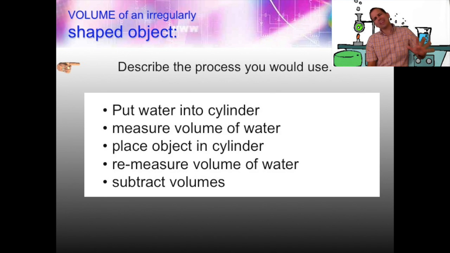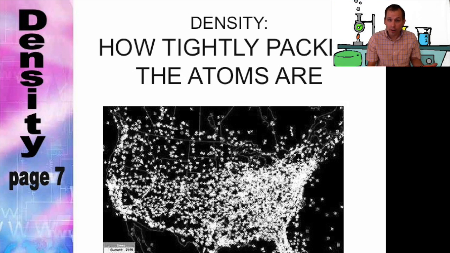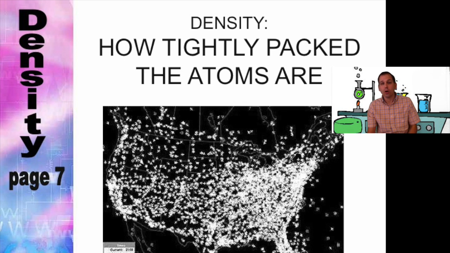Now, the last thing we want to talk about is why we are finding the volume and mass of objects. Frequently, we do this to figure out the density of the molecules in the object. If you look at my little map down there, you can see the little blips of light, which are the cities at night giving off light. We took a picture from space. This is what it looks like.